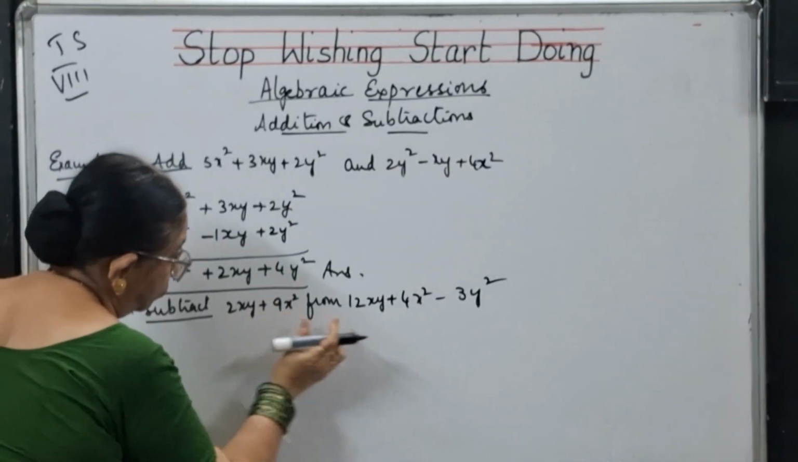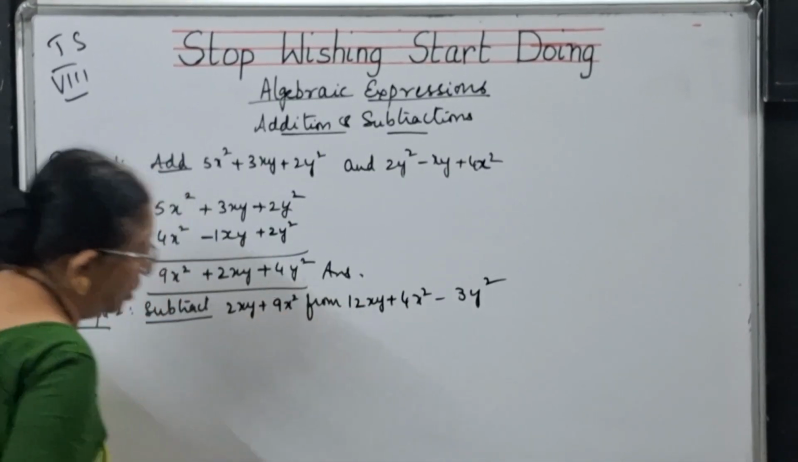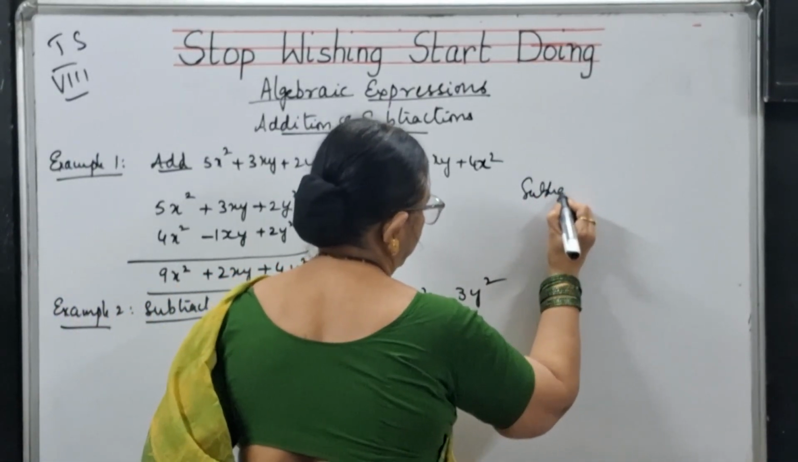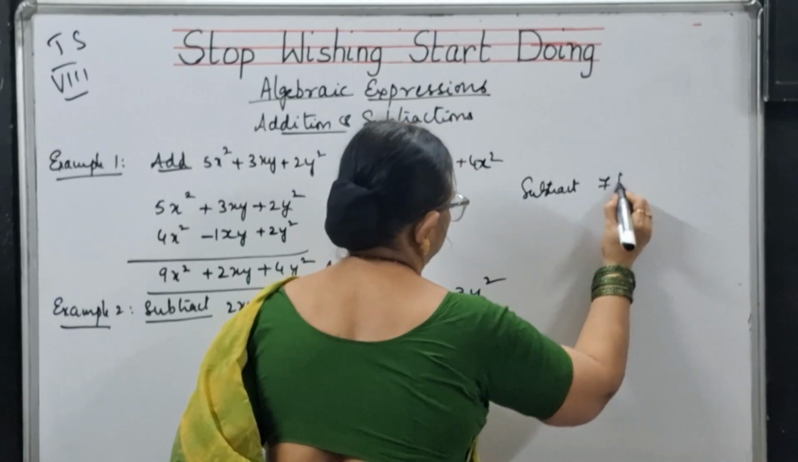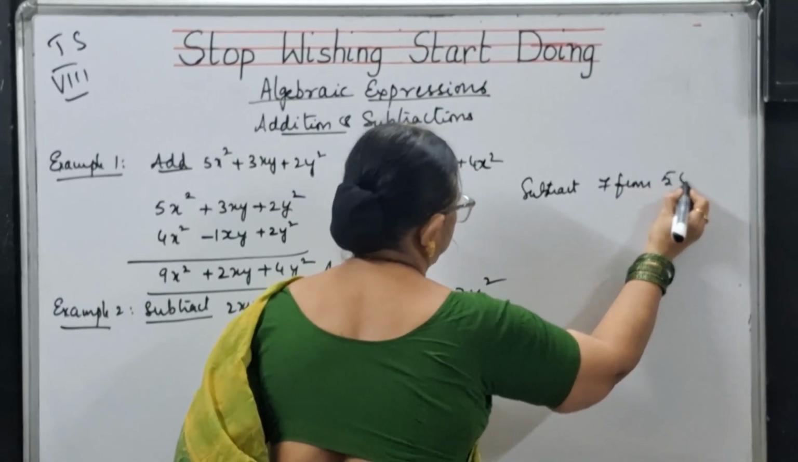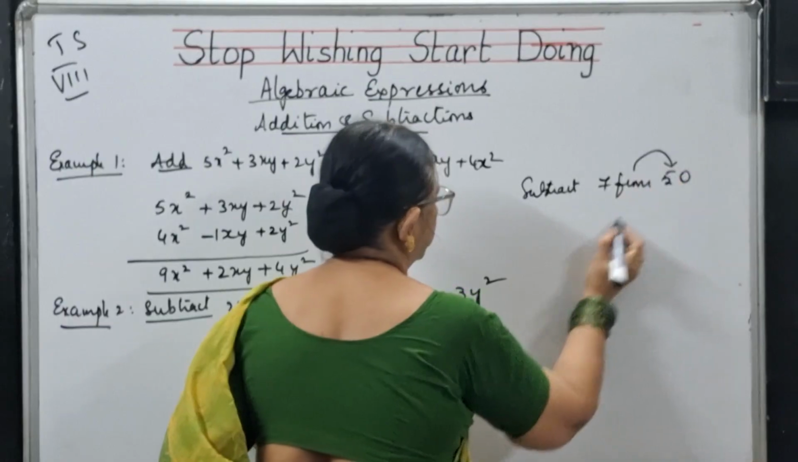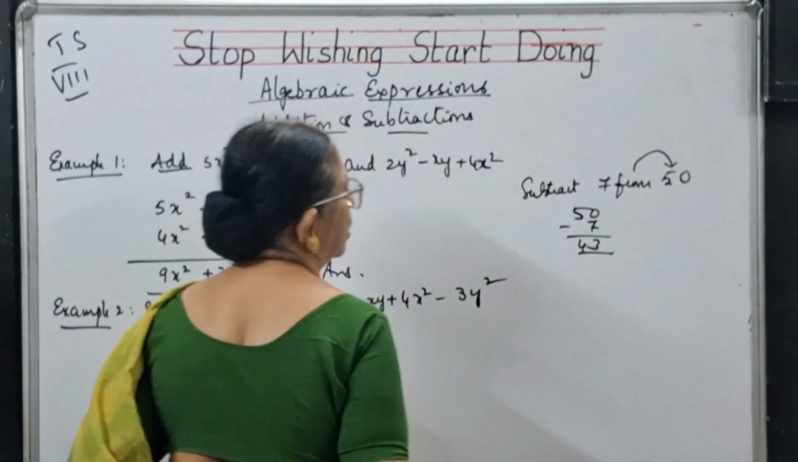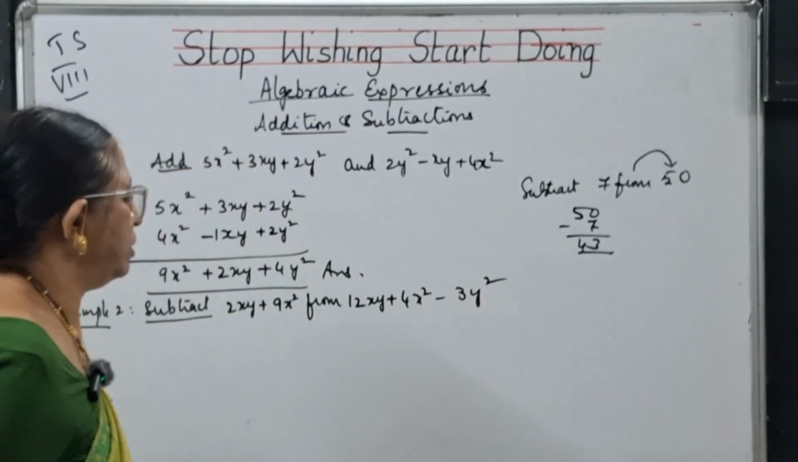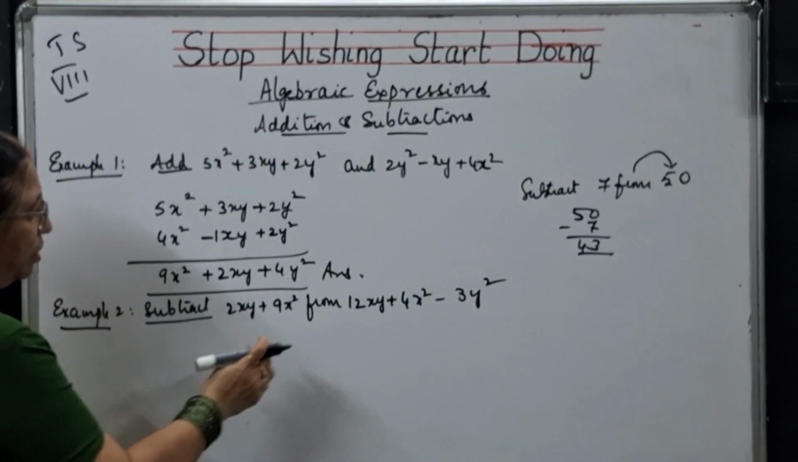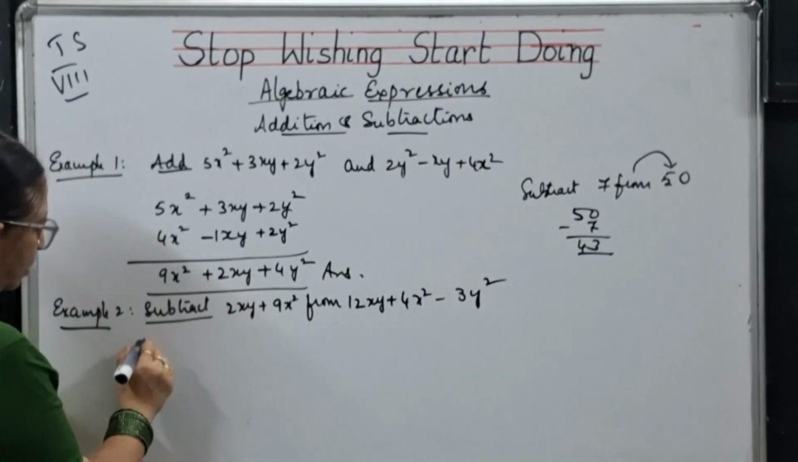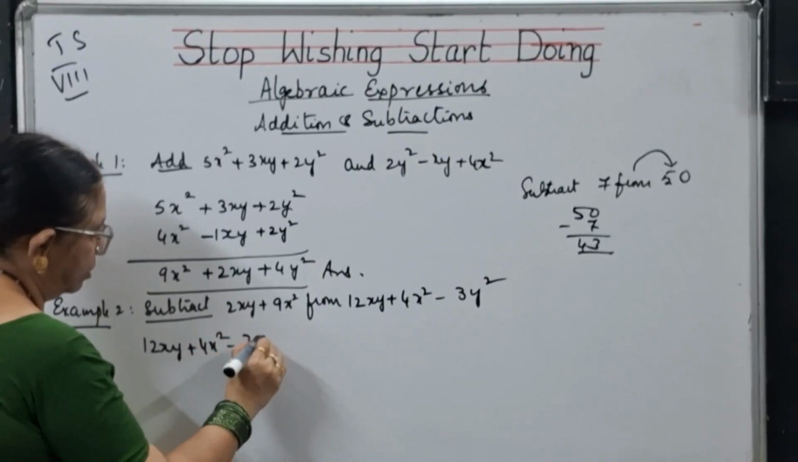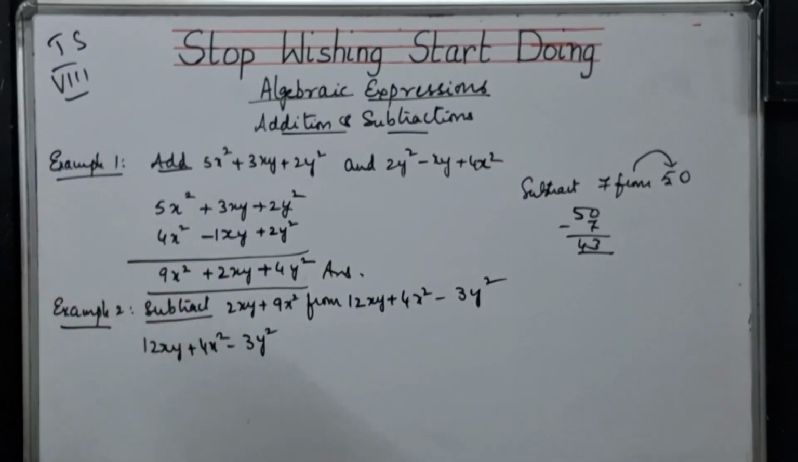Subtract this value from this means, usually you will write subtract. Generally you have done this in your previous class. Subtract 7 from 50. After "from", whatever number is there, we take it and subtract 7. 43 you will get as the answer. So the number after "from" we have to write first. So after "from" we have got this. Let us write it: 12xy plus 4x square minus 3y square. Write it as it is.